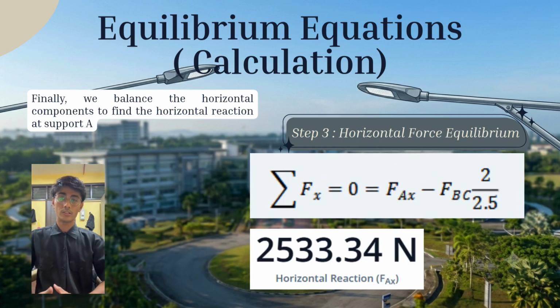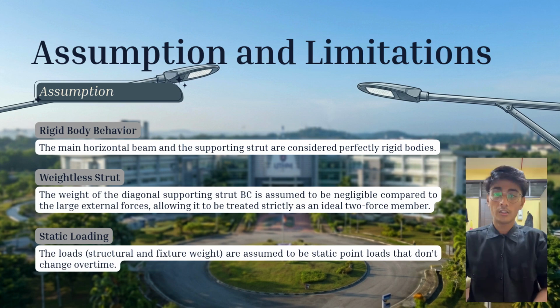Finally, we balance the horizontal components to find the horizontal reaction at support A. For step 3, we use the horizontal force equilibrium, which is Fx equals 0. Then we get FAX minus FBC cos theta, which is 2 divided by 2.5, and then we get FAX equal to 2533.34 newtons.